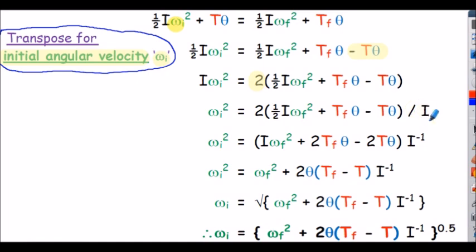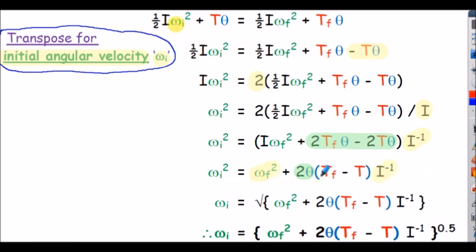On the next line I simply remove the I from the denominator, brought it to the numerator, so it becomes I to the negative 1. On the next line I multiply throughout by I to the negative 1, so notice the I for the first term here cancels, so it's just omega F squared. And I've also factorised these two terms here onto theta, so 2 theta in bracket TF minus T, still multiplied by I to the negative 1.